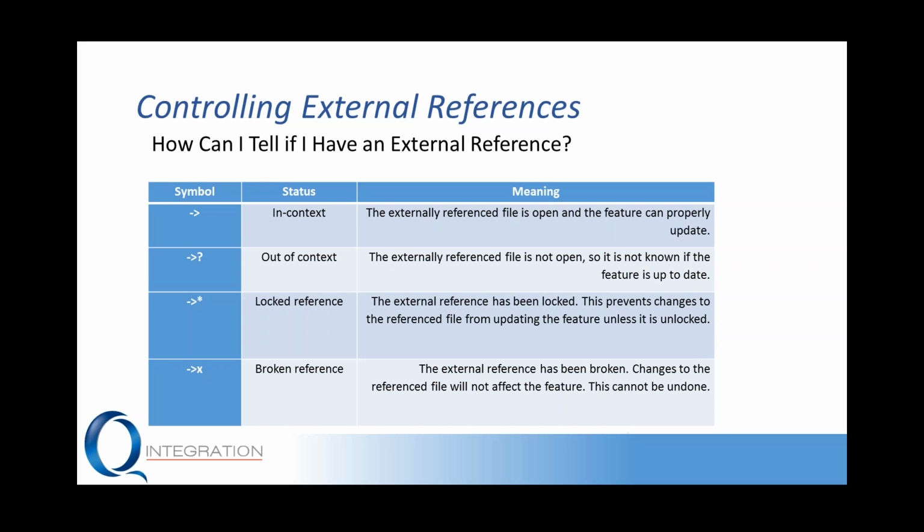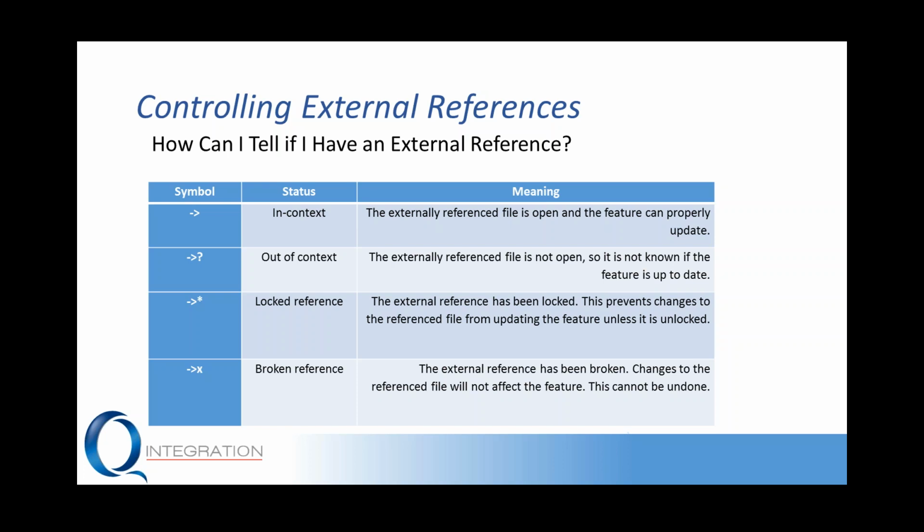With just the normal arrow, we see that the status is in context. What that means is the referenced file is open, and that feature, that component, is up to date because it is open, so it sees those changes. If I have a question mark after that arrow, the status is out of context. So the reference file is not open, so we don't know if that feature, that component, is actually up to date or not. We could also have a locked reference, which is noted by the asterisk after the arrow.